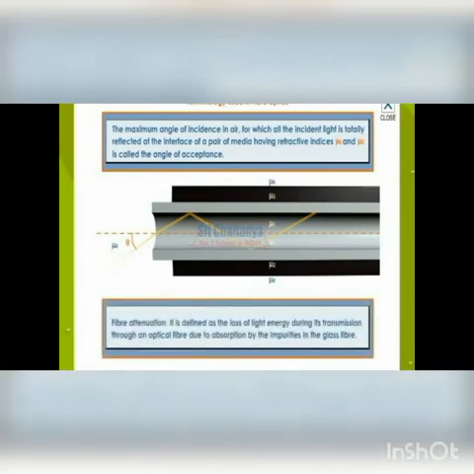Terminology used in fiber optics. Here you can see a ray of light traveling from air of refractive index μ0 into an optic fiber. The maximum angle of incidence in air, for which all the incident light is totally reflected at the interface of a pair of media having refractive indices μ1 and μ2, is called the angle of acceptance. Fiber attenuation is defined as the loss of light energy during its transmission through an optical fiber due to absorption by the impurities in the glass fiber.